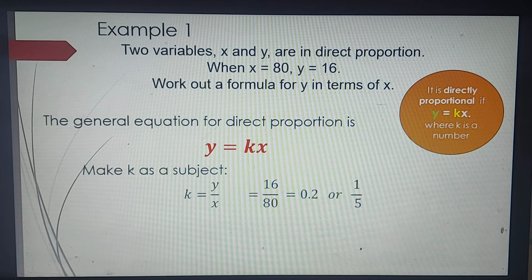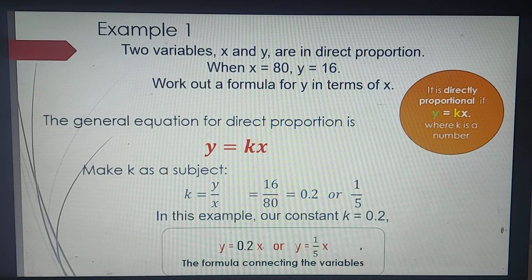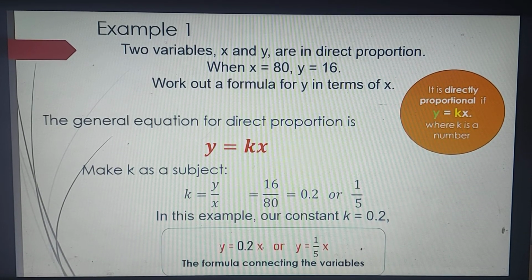So we make k the subject of formula. We have k equals y divided by x. We substitute y to be 16, then x to be 80. By the time you divide, you have 0.2 or you have 1 over 5. So our constant number is 0.2 or 1 over 5. So the formula connecting the variables is y equals 0.2x, or you can as well say y equals 1 over 5x, since the constant number is 0.2.